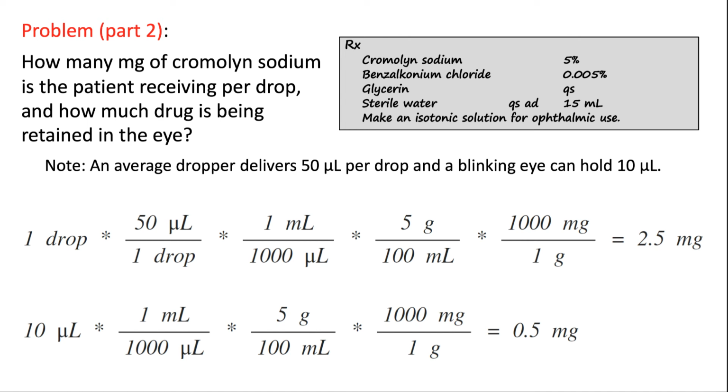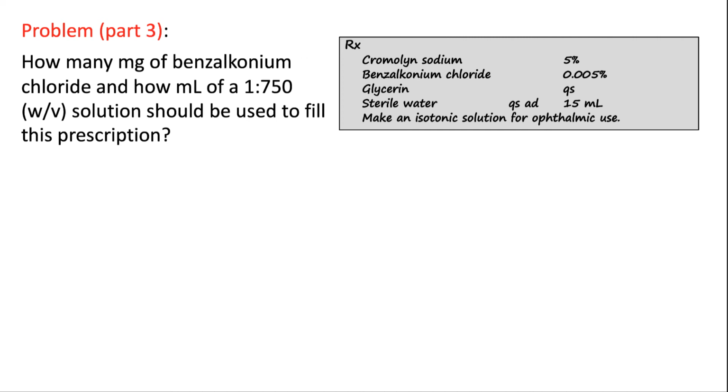And again, you could have proportioned out our answer from above. The 2.5 was for 50 microliters. You could have just divided that by 5. But either way, you can also just go back and solve it this way as well.